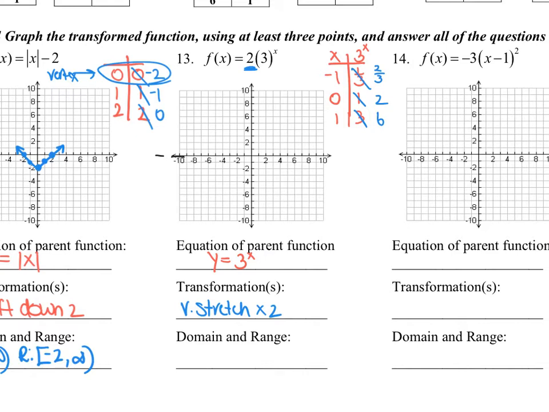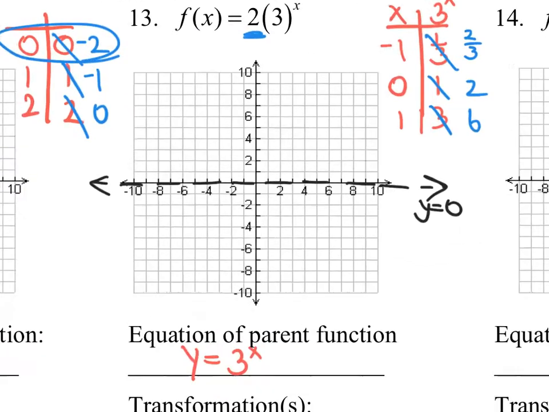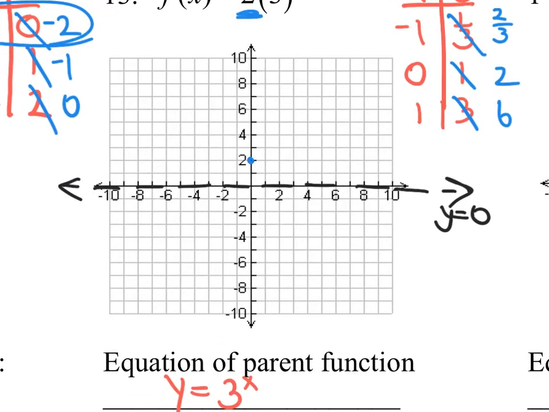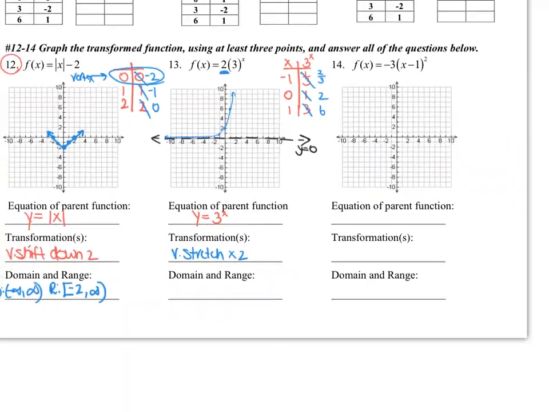When we go to graph an exponential growth or decay, we always have to make sure we're plotting and sketching that horizontal asymptote. It's always the line y equals 0 unless there's a vertical shift up or down. And that's the only way that that'll change. And then we can go ahead and plot our new points. So we have 0, 2. We have 1, 6. And we have negative 1, 2/3. And this is going to go up to infinity. And this is going to approach the asymptote and never cross it. So it's going to get closer and closer to 0.